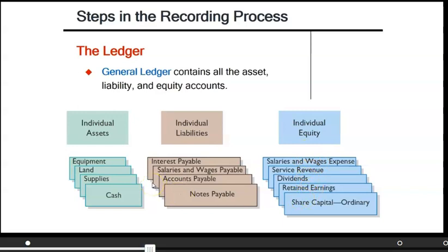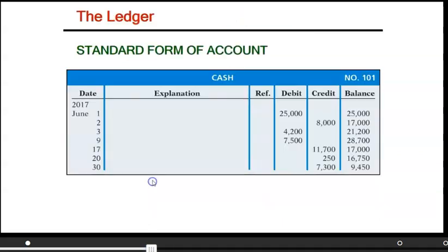Think of these as a box of cards. Each card has an account. And the standard form of that account is just this, the date. This account is cash. It has number 101. And on June 1st, there was a debit to cash as part of a journal entry. So our balance is $25,000. On June 2nd, there was a credit. So it reduces our balance. So you see we're keeping an ongoing balance here.